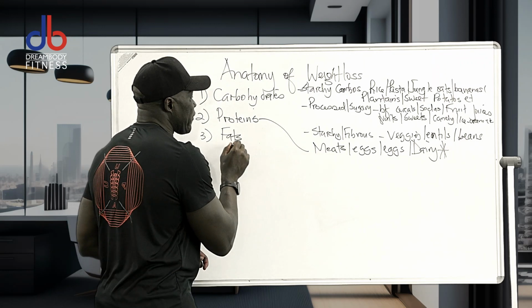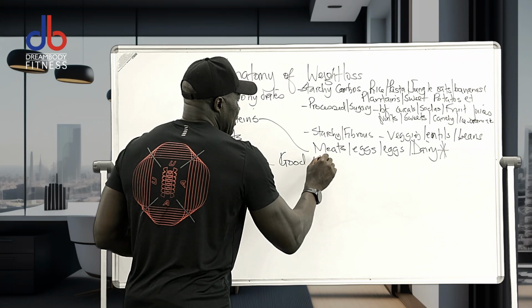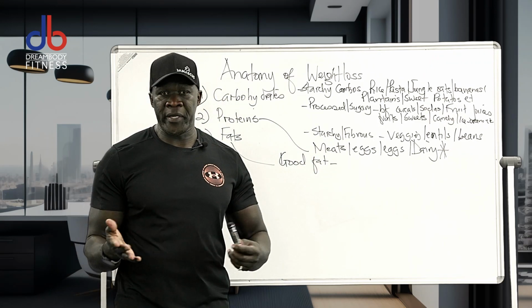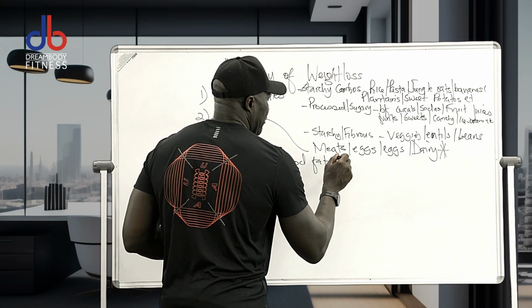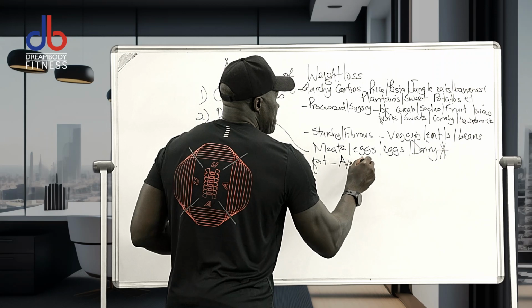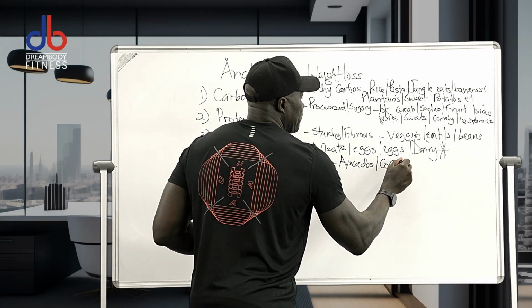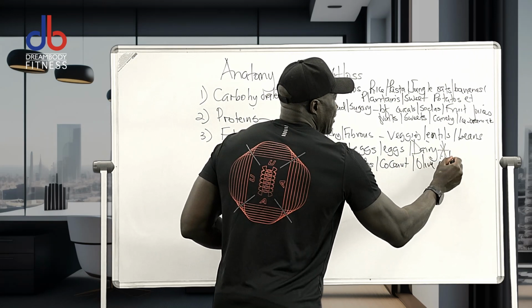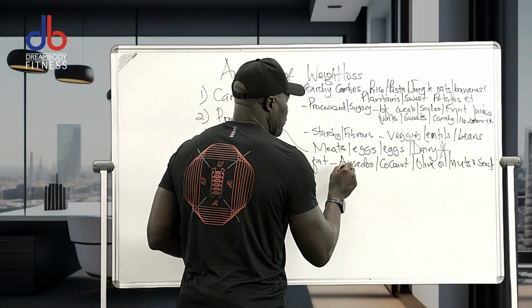And then we've got your fats. We've got good fat. This is the fat that is good for your heart. This is the fat that is good for lubrication. This is the fat that keeps you young. And under this, you have things like avocados, coconut, olive oil, nuts and seeds, and omega-3s.